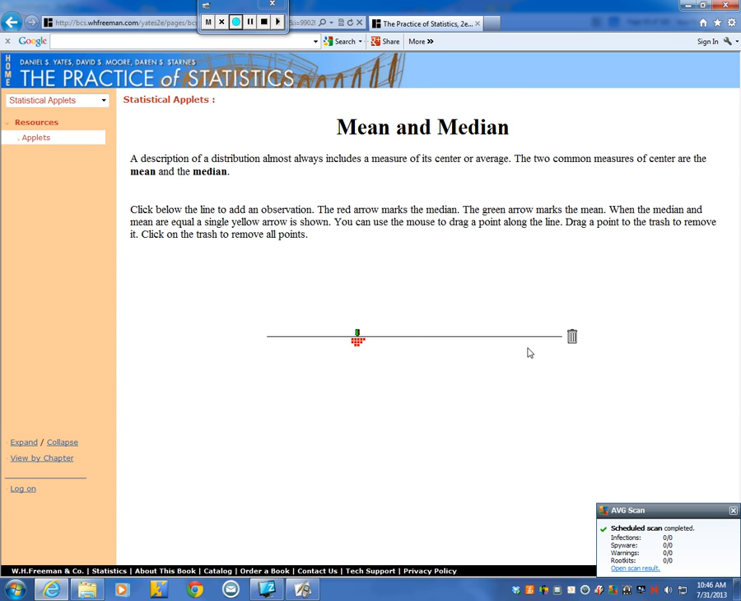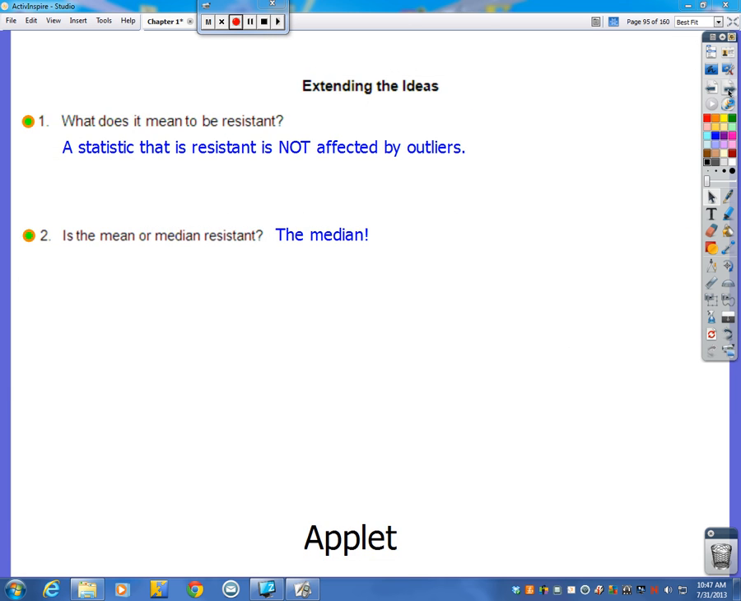But watch what happens when I start throwing in some outliers. I'm going to put some values way down here. Look at that green arrow, the mean. It's starting to chase all these outliers. But if you notice, the red arrow barely even budged. It's going to start budging more with the more values I put down here. But notice that green mean arrow starts taking off towards those outliers. It can't resist them. That's why the mean is non-resistant, but the median is resistant. It can resist all these extreme values down here much more so than the mean can. So that's what I wanted to show you there.